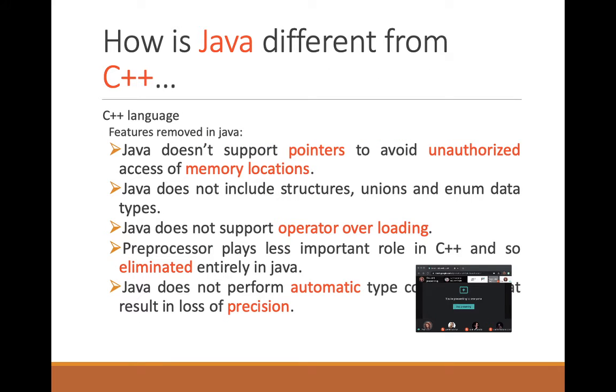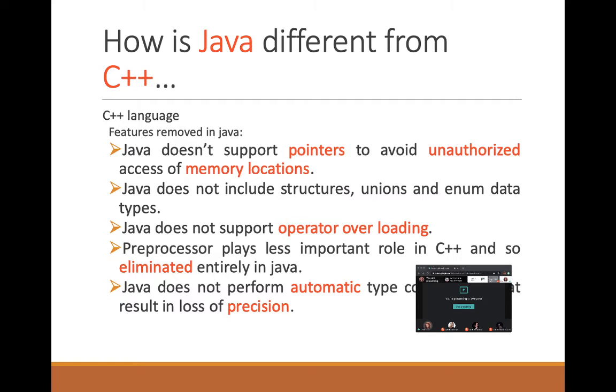So, then compared to C++, si Java is wala siyang pointers to avoid unauthorized access of memory locations. Java does not include structures, union, enum data types. Java does not support operator overloading. Preprocessor plays less important role in C++ and so is eliminated entirely in Java. Java does not perform automatic type conversions that result in loss of precision.